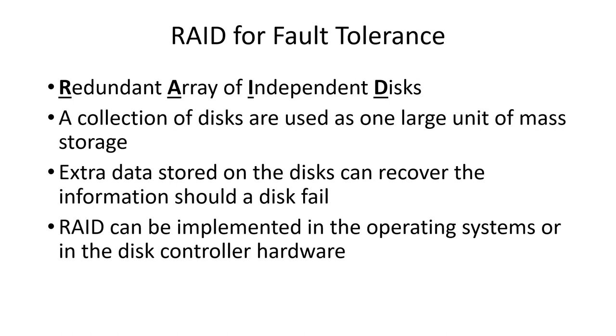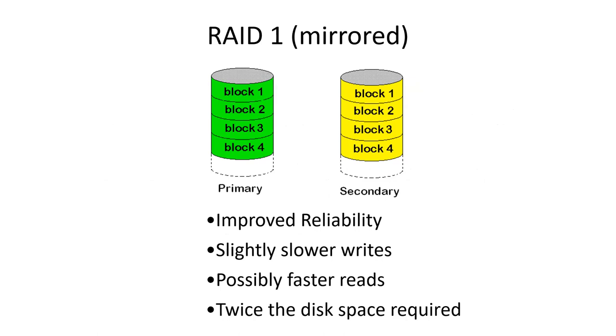RAID systems can be implemented in hardware. A lot of systems, particularly servers, will have RAID controllers. In other words, the disk controller controls multiple disks and operates as RAID, or you can do it in software. Microsoft or Linux server systems have the software to do this. There are several versions of RAID, and I'll just talk about two of them real quickly because they're easy to understand. RAID 1 is mirroring.